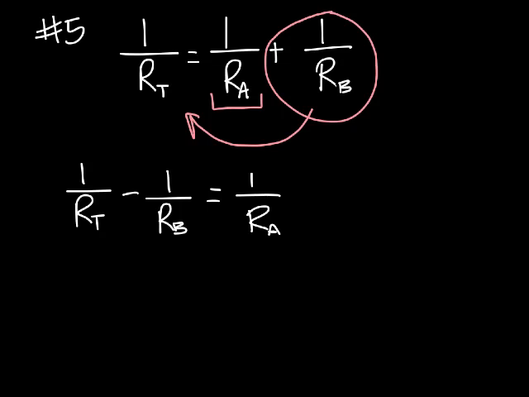Now at this point, some of you guys might be tempted just to take the inverse and flip everything over. You can't do that. It's not going to be RT minus RB equals RA. It doesn't work that way because you have fractions. So hopefully after we review this, it'll kind of jog your memory a little bit. What we're going to do is find what's called a common denominator.